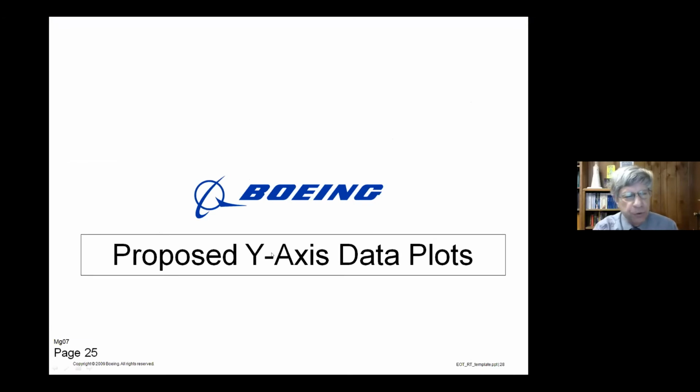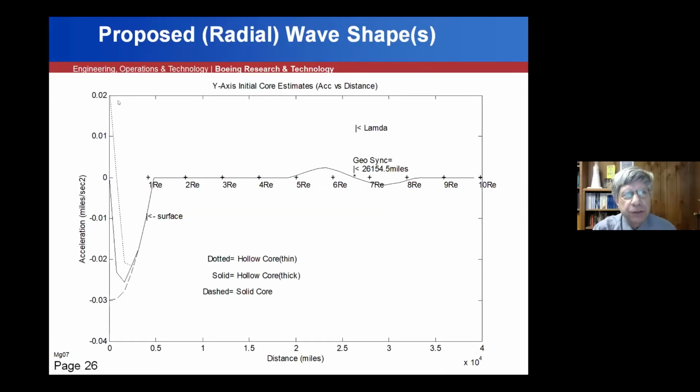So now, next step is we take all these little previous charts and we put the whole picture together. And what we come up with is, okay, we have one wave that's positive, we have one wave that's 0, and one wave that's negative at the center. And then they all have to pass through the surface acceleration point of a minus 0.1 miles per second squared at the surface. And then they go flat until you get out to geosync.